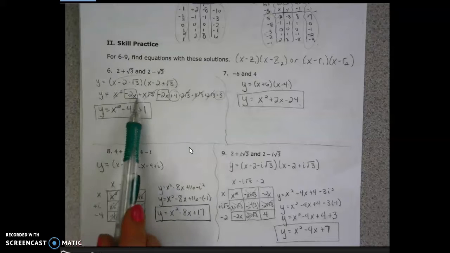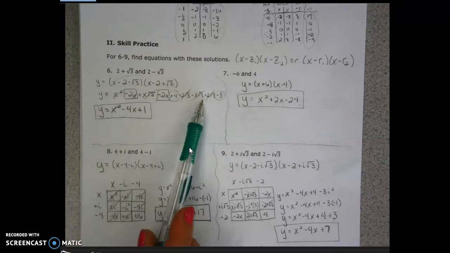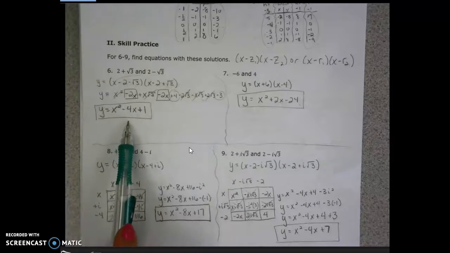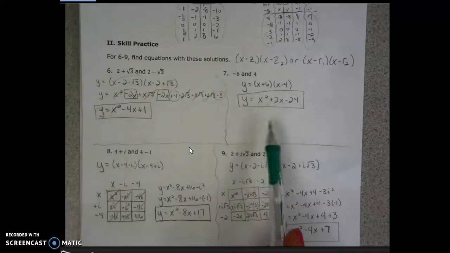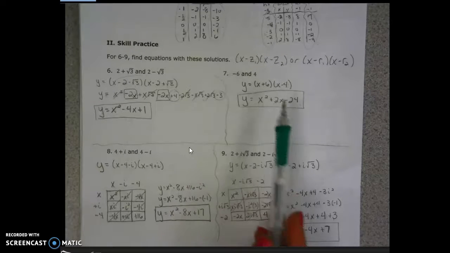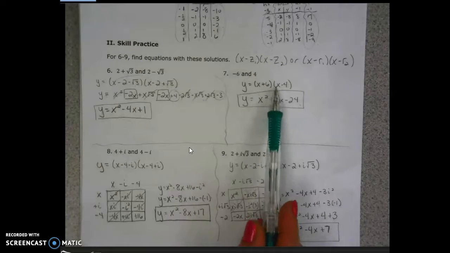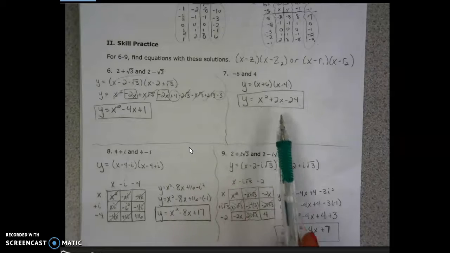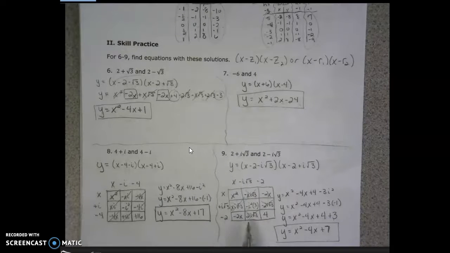Number 6, I multiplied with distribution and collected like terms to get the equation. 7 was a simple FOILing, which is also distribution, but it was a pretty simple 2 terms times 2 terms. I just FOILed. Number 8 and number 9, I did box method.